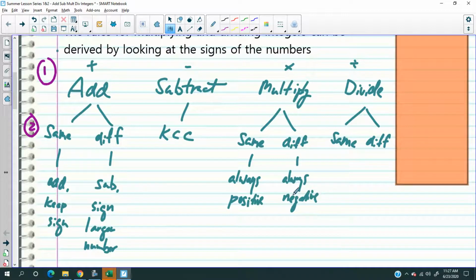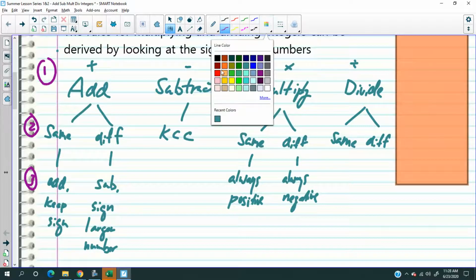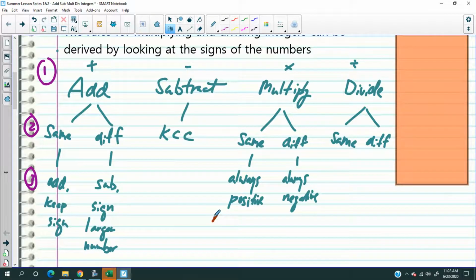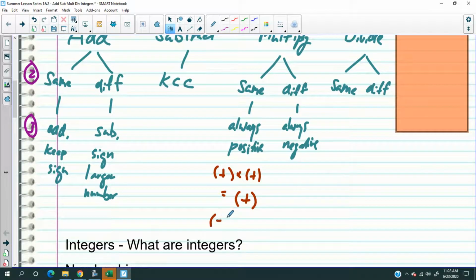So let me give you 2 examples. Okay, and these, again, you're gonna have to more or less remember this. Okay, by the way, so this is our 3rd decision making level. So let me give you an example. Let's say you have a positive times a positive. The answer is always positive. All right? Or a negative times a negative, the answer is always positive. So a negative times a negative would be a positive.